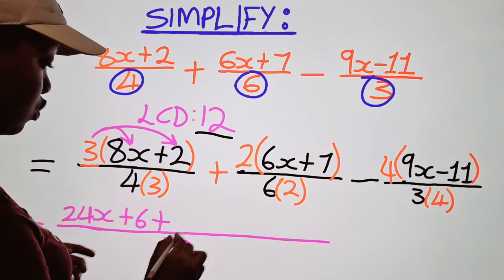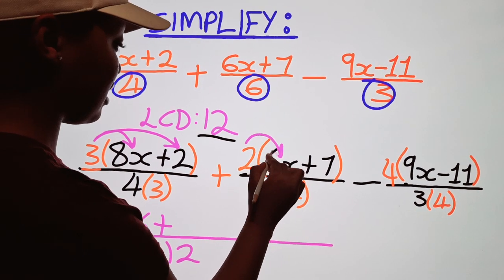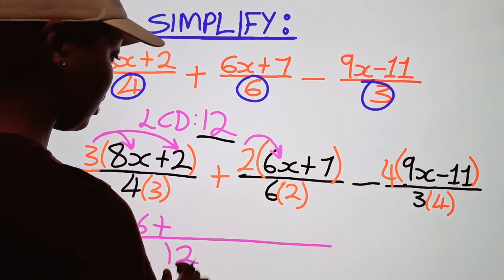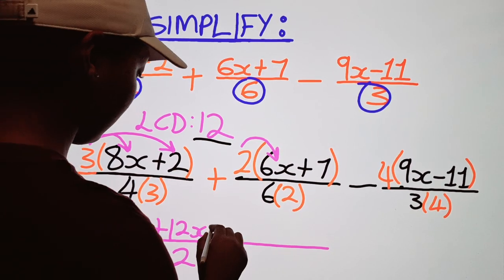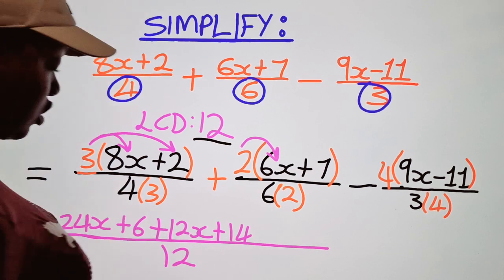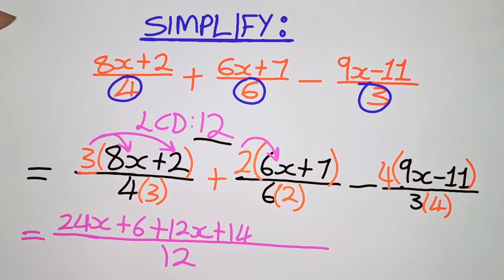Then we say plus, we go to the next one, 2 times 6x. 2 times 6 is 12, so it's going to be 12x. Then 2 times 7 is 14. And like that. Then we say minus.